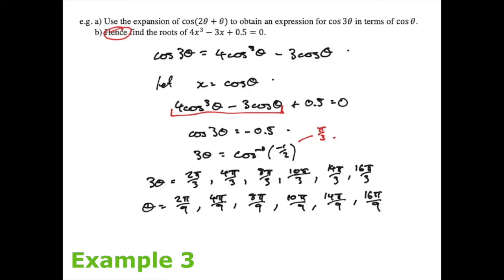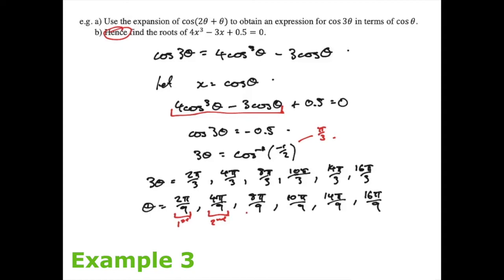Okay, now we're not trying to solve for theta, we are trying to solve for x. So remember that we let x equal cosine theta. Now, if we look at our answers here, we have this one, which will be in the first quadrant, and this one, which will also be in the first quadrant. So these are going to be two different roots.